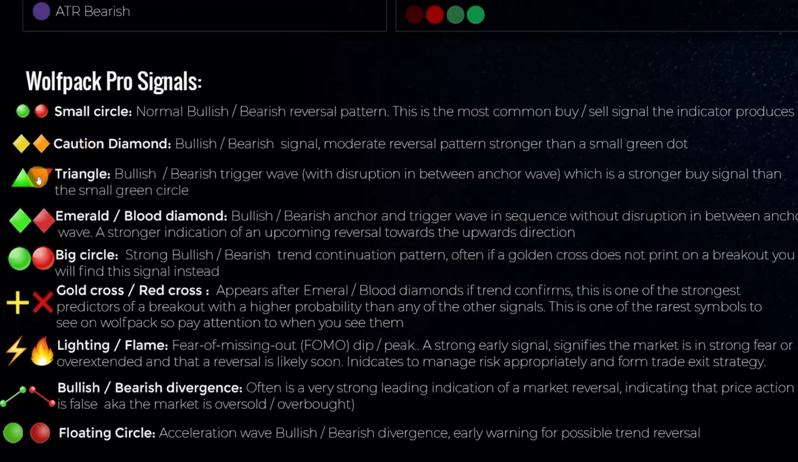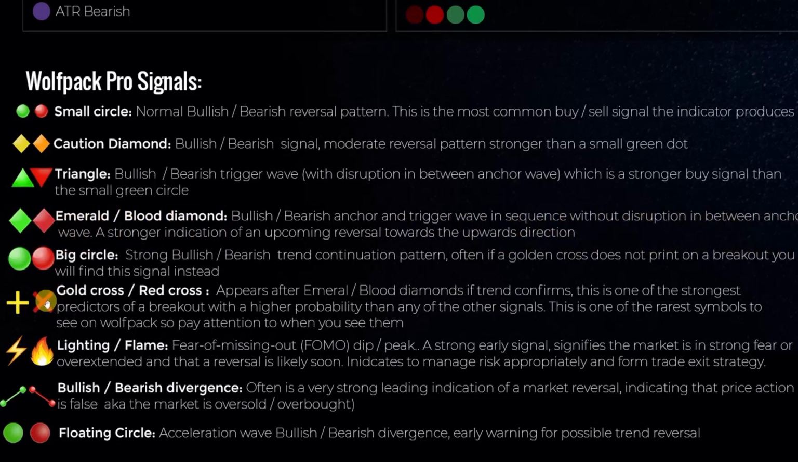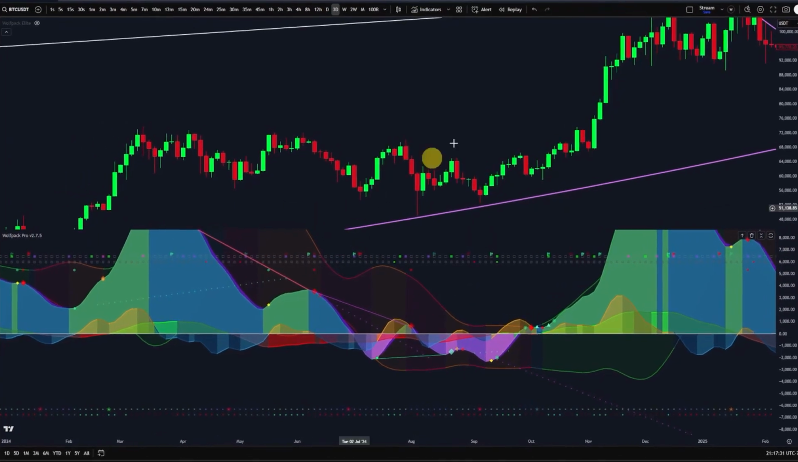Side by side, each of these are in parallel. So the emerald and blood diamonds, very, very strong indicator. The big circles as well. And the golden cross and the red cross are also those confirmation signals. The bearish and bullish divergence as well automatically plots. And I'm just going to give you an example of the automatic drawing trend lines on the oscillator as well.